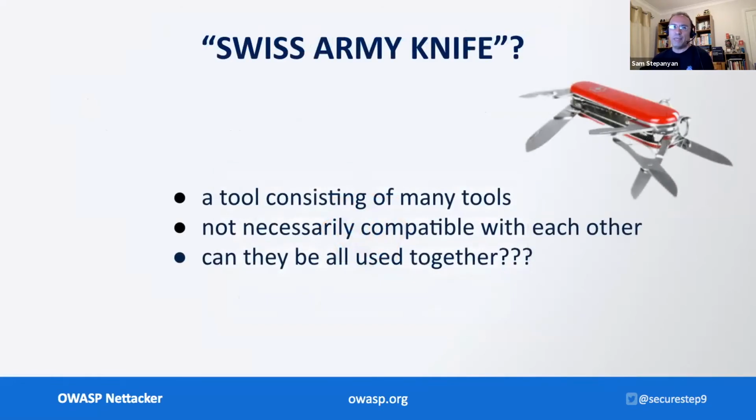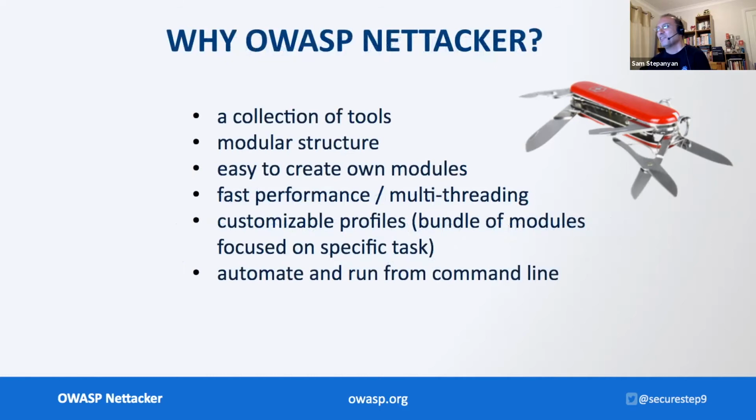So what is Nettacker? Nettacker is a kind of Swiss Army knife type of tool. It is a tool consisting of many tools, just like a Swiss Army knife. These tools are not necessarily compatible with each other, but can they all be used together? This is an interesting question. Nettacker is a collection of tools. It has a modular structure, so each module is that Swiss Army knife blade that you can pull out and use.